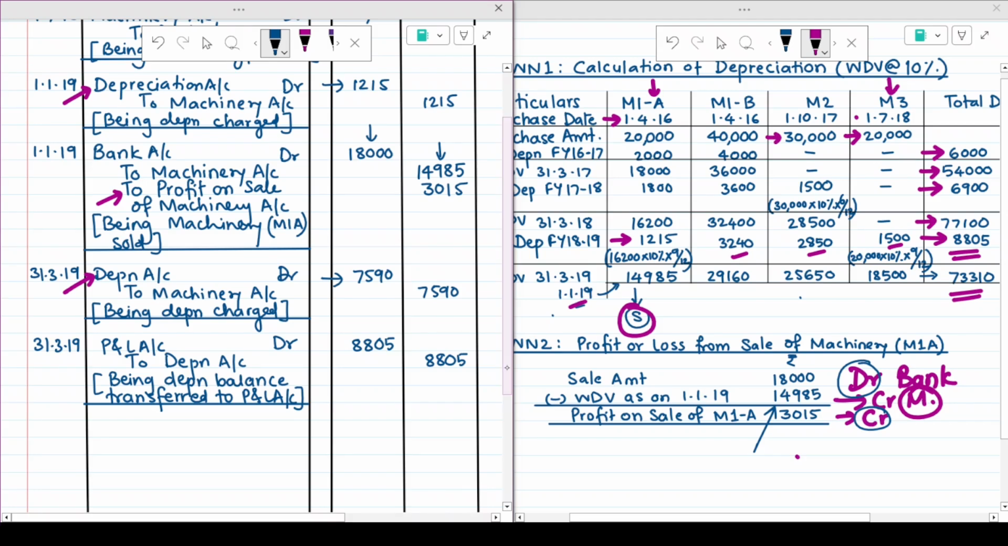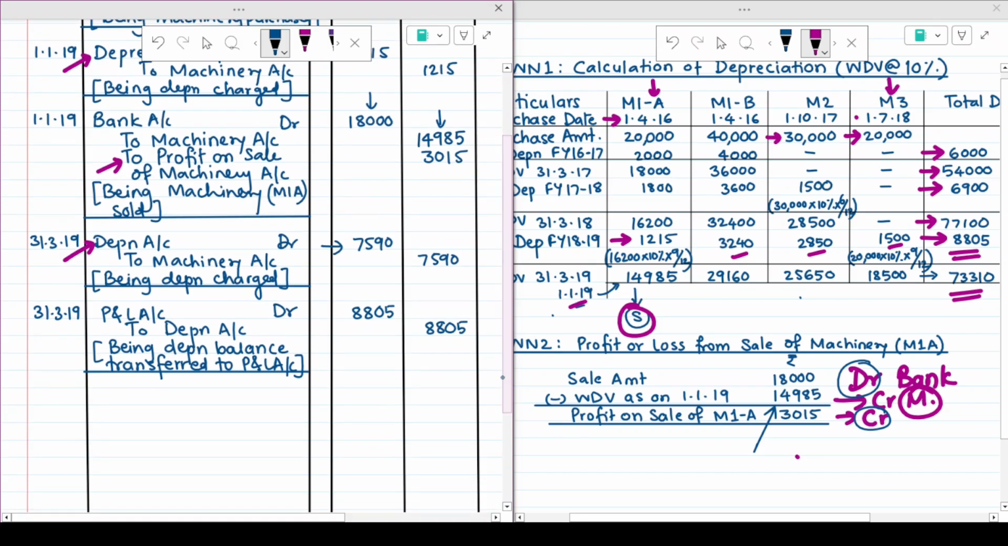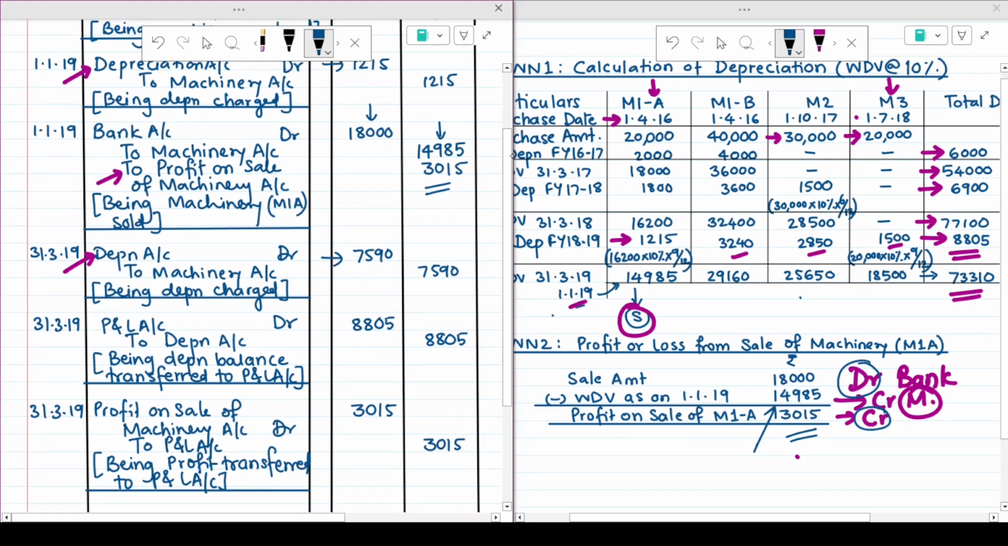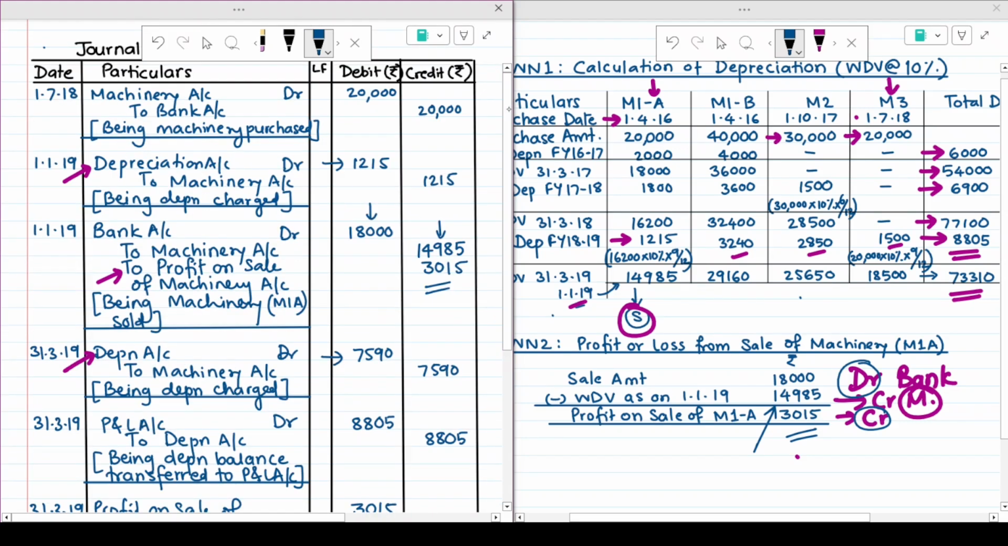And now the profit on sale of machinery account. Since this is credited, we'll debit it to reverse the effect, right? On 31st March 19, we will debit profit on sale of machinery, debit to P&L account. The amount is 3,015, being profit transferred to P&L account. With this, we have passed all the journal entries for the third year.